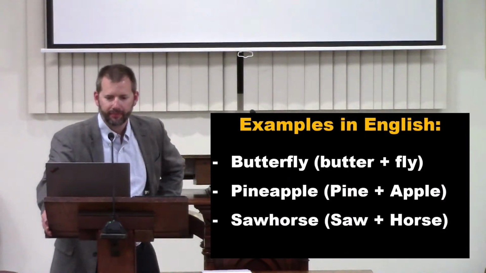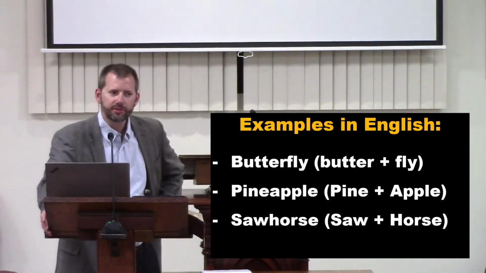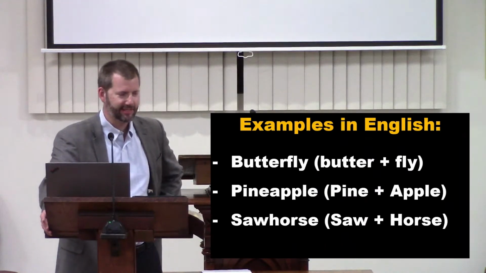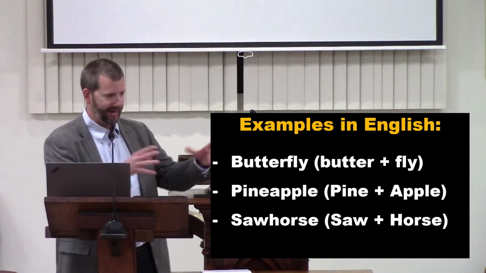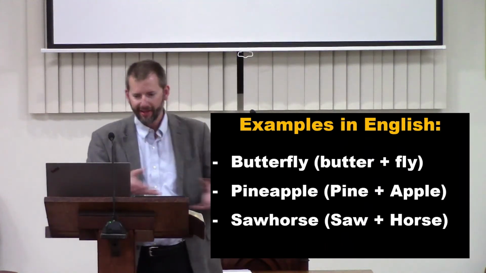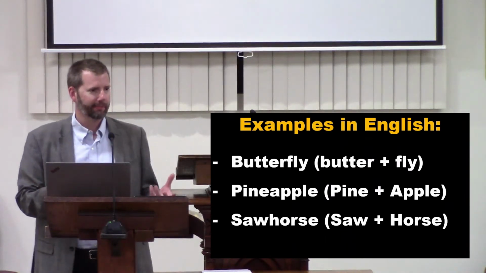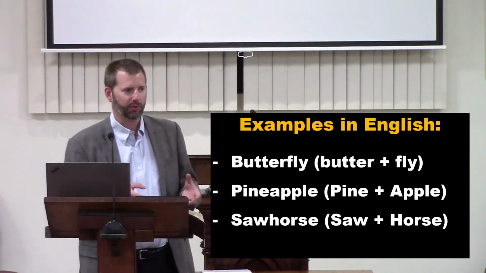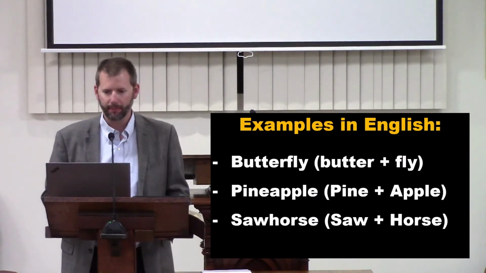Or sawhorse. Okay, are we sawing the horse? Is the horse sawing? This one kind of makes sense because you've got four legs, you've got a stand, it kind of sort of looks like a horse and you use it for sawing. You can make the logic jump there. But still, if you look at the etymology of the word, it does not equal the meaning of that word.